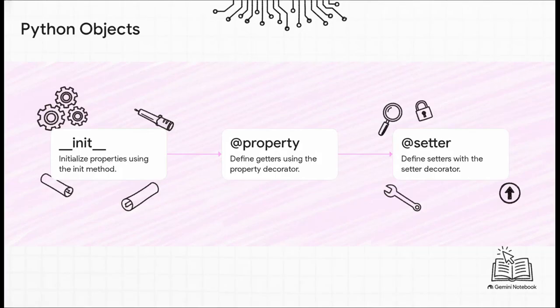Let's look at how this actually plays out with a simple book class example. You can clearly see the exact step-by-step process Python uses to elegantly encapsulate data. First off, you initialize your properties using that famous __init__ method, the dunder init. Second, you define your getters using the @property decorator. And third, you set up your setters with the @setter decorator. It's just this beautifully structured, safe way to make absolutely sure your object's internal data is managed perfectly.